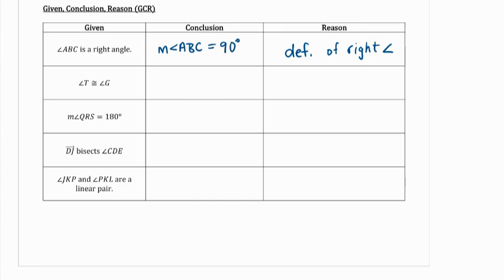Okay. The next one is telling me that two angles are congruent. Angle T is congruent to angle G. If I know two angles are congruent, that means that their measures are equal. So the measure of angle T is equal to the measure of angle G. And I know that because of the definition of congruent angles.